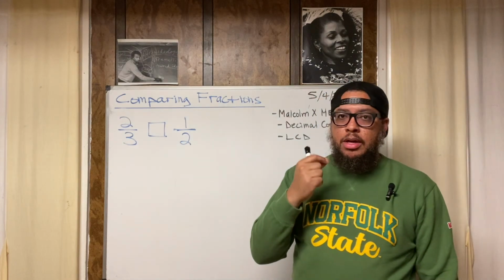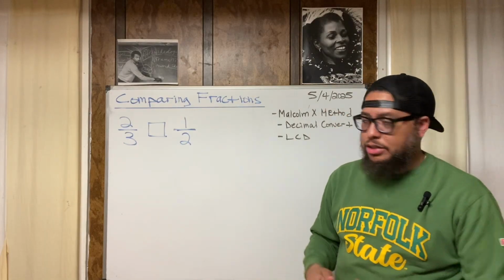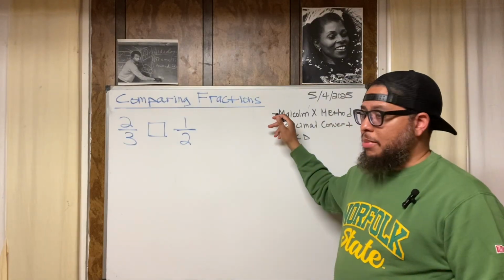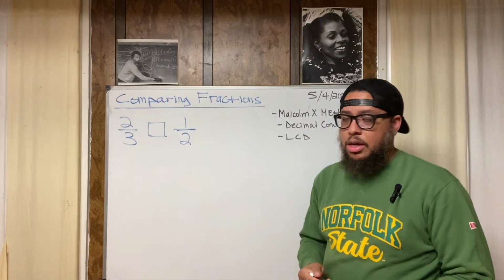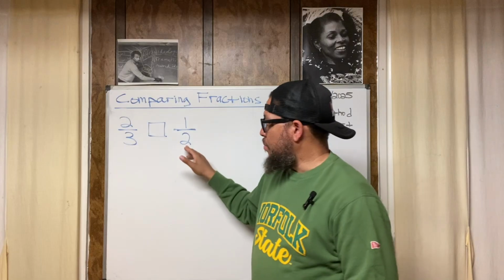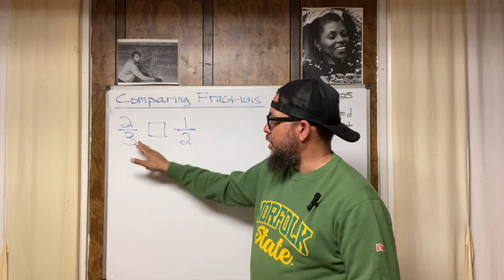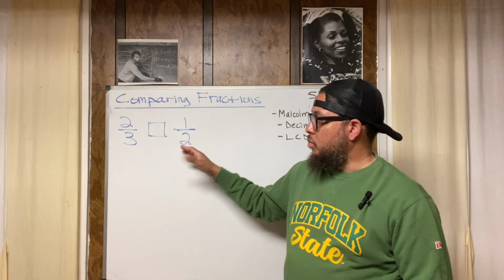Now, 2/3 compared to 1/2. I'm going to show you three different ways that we can compare fractions. One is what I call the Malcolm X method, which some people call the cross product method or the cross product property, multiplying diagonally: this numerator times this denominator and this numerator times this denominator. So let's go ahead and do that.